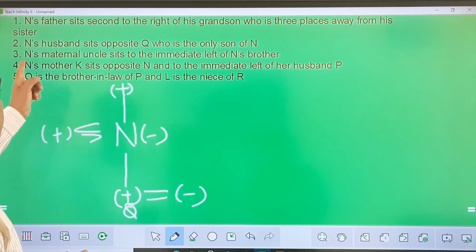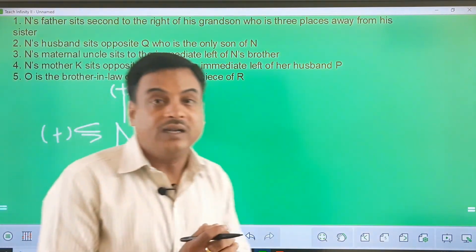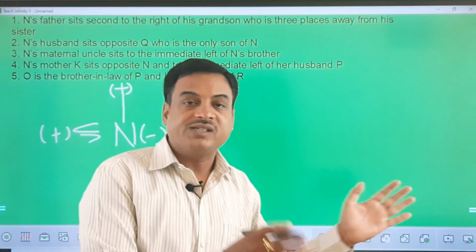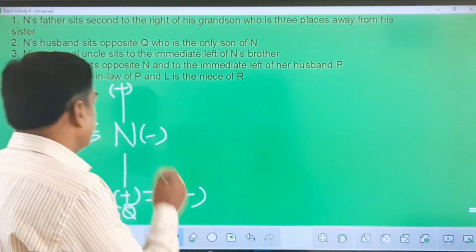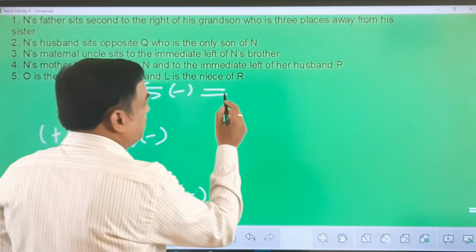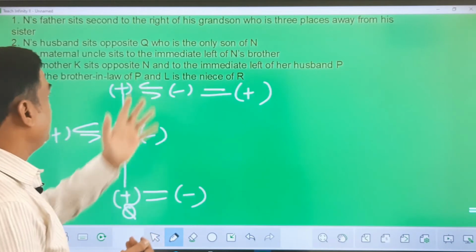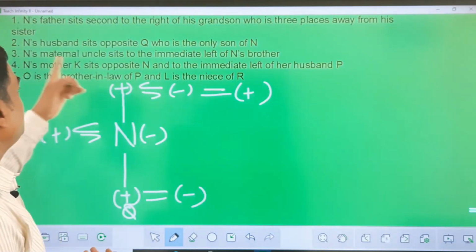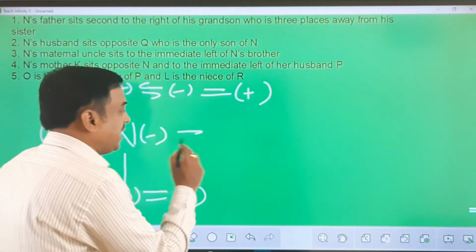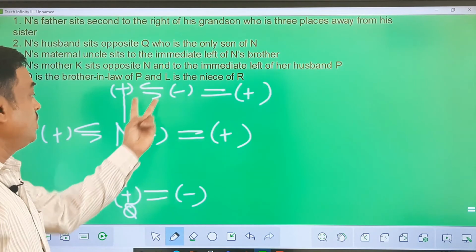Okay. Next, N's maternal uncle. Maternal uncle. What is a maternal uncle? There are 2 words we know: paternal uncle and maternal uncle. Paternal means father's side, maternal means mother's side, we know. So N's mother's sibling will be N's maternal uncle. So we have a point about it. N's maternal uncle sits to the immediate left of N's brother, also saying that N has a brother. So now see how many people are there in the family. 2 couples we have.